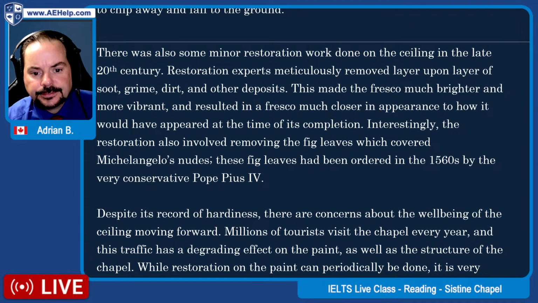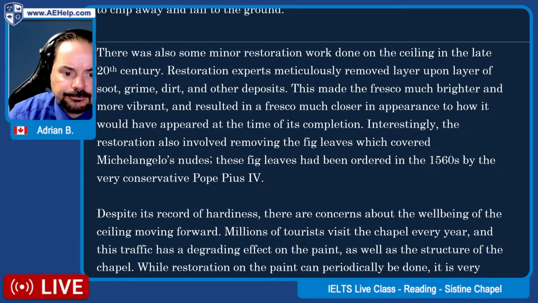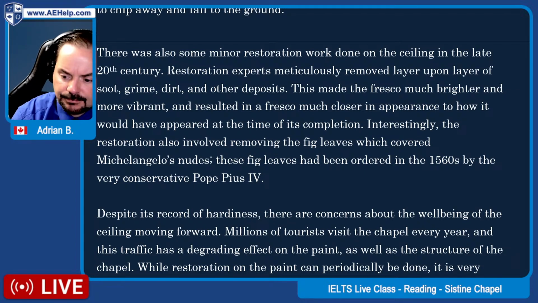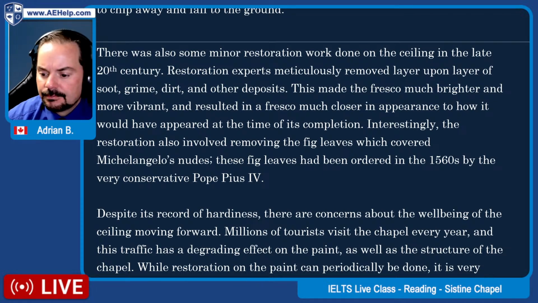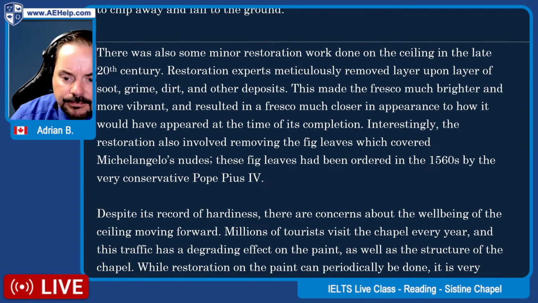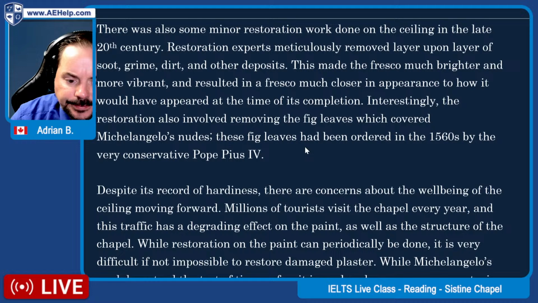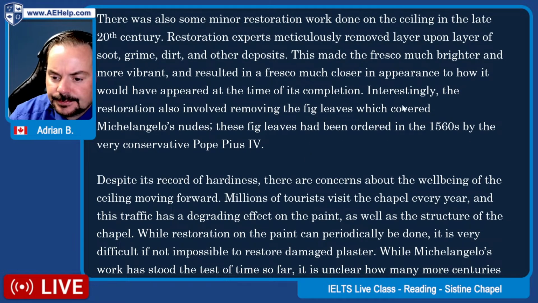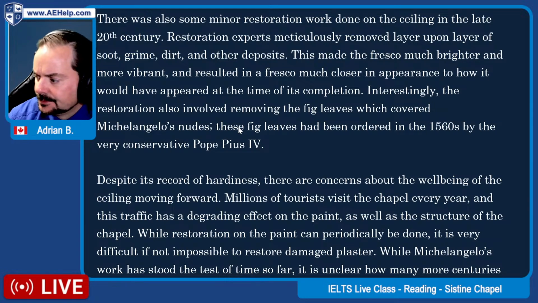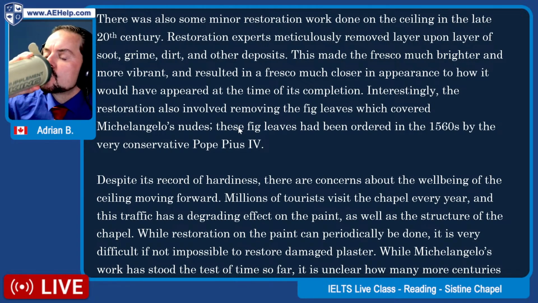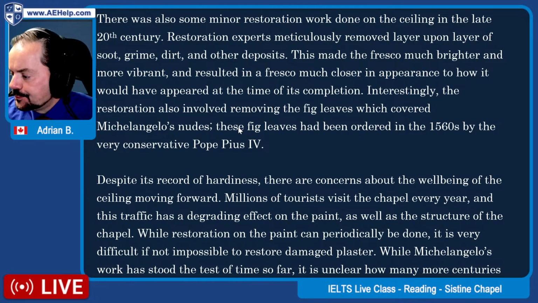There was also some minor restoration work done on the ceiling in the late 20th century. Restoration experts meticulously removed layer upon layer of soot, grime, dirt, and other deposits. This made the fresco much brighter and more vibrant, and resulted in a fresco much closer in appearance to how it would have appeared at the time of its completion. Interestingly, the restoration also involved removing the fig leaves which covered Michelangelo's nudes. These fig leaves had been ordered in the 1560s by the very conservative Pope Pius IV.